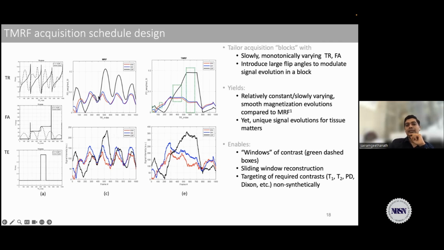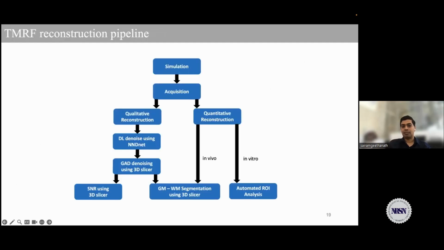The top panel shows the simulations, and the bottom panel shows the data actually acquired from a healthy volunteer. What this does is it gives you relatively slowly varying magnetization. Then you can perform what is a sliding window, where you can collect data from the relatively flat blocks like that, and then use that for generating natural or non-synthetic images.